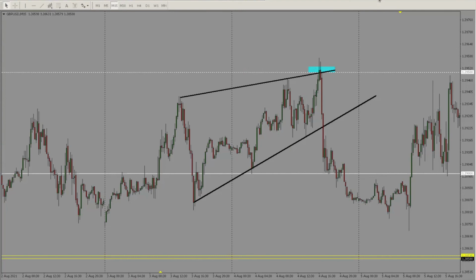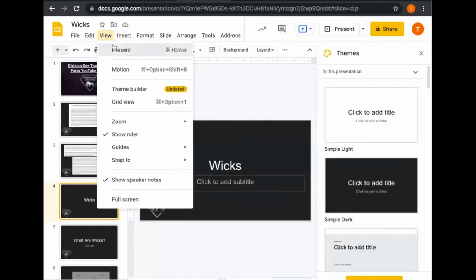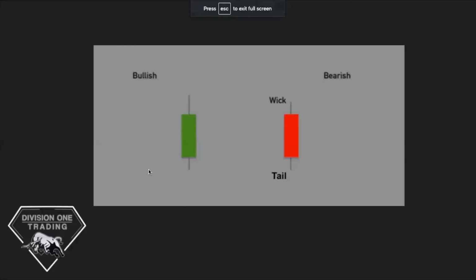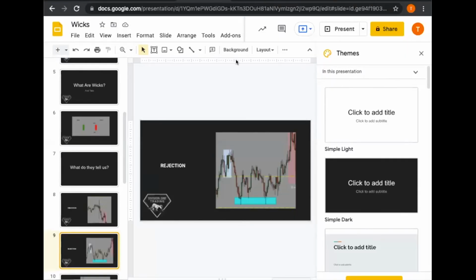Let me pull those back up. Right, so, whoops, this is the wrong slide.